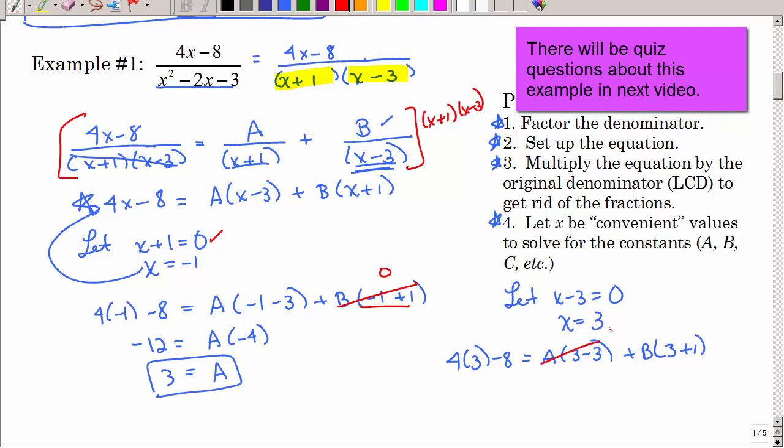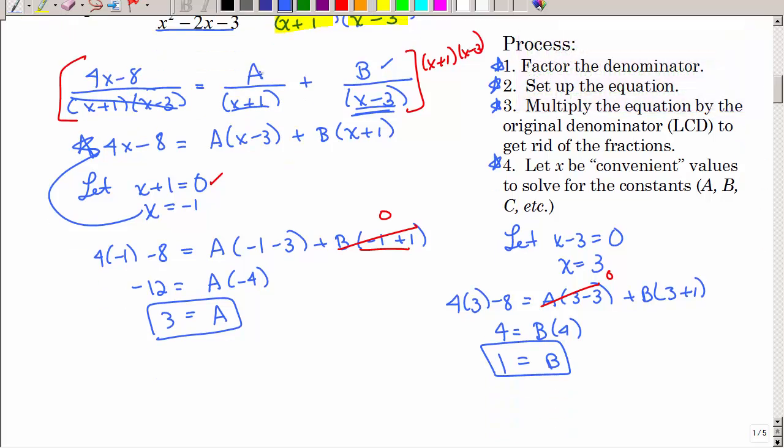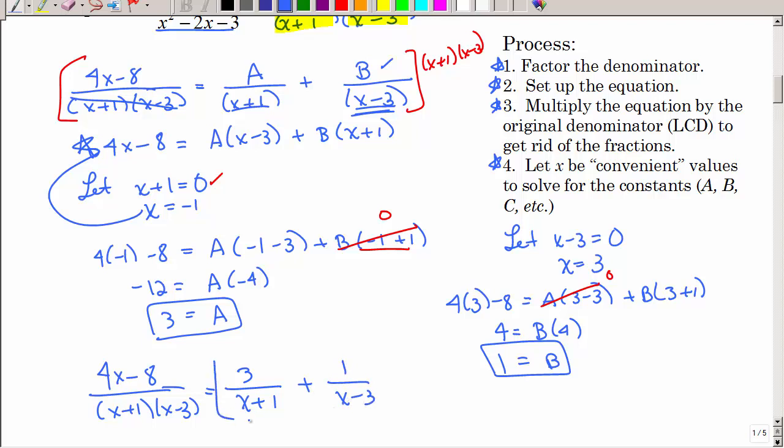And again, you can see that that goes to 0. And so we have 12 minus 8, which is 4, and b times 4. So b is equal to 1. So now we know a and b. I'm going to come back to our equation. So (4x minus 8) over (x plus 1)(x minus 3) is equal to a over x plus 1 plus b over x minus 3. And if you look at that very first thing we did, we added these two fractions and we got that. Now we've decomposed it, we've gone backwards.